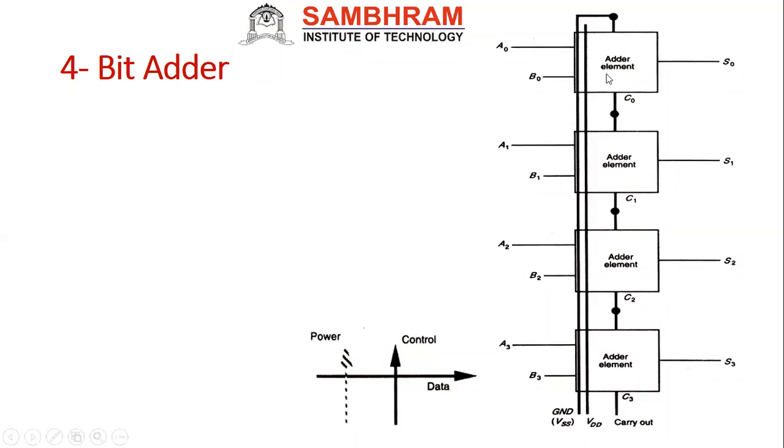So now this will be your 1-bit adder element. This is one more bit. This is one more bit. This is one more bit. This diagram we already know, because this is nothing but a parallel adder, or otherwise we can call it a ripple carry adder. We already know that, right?